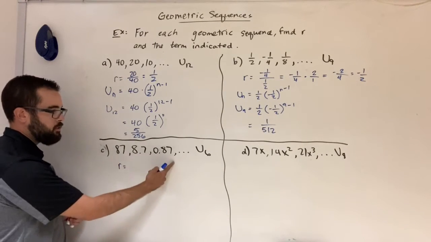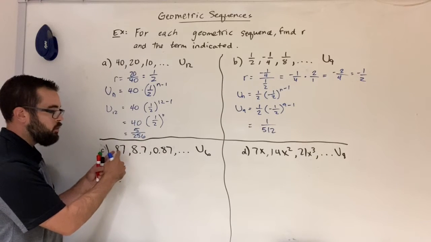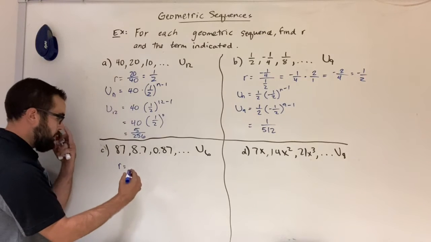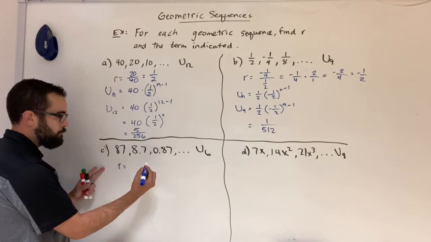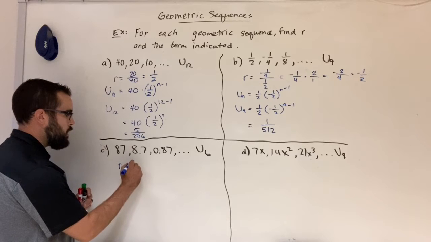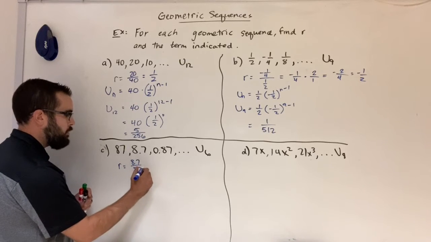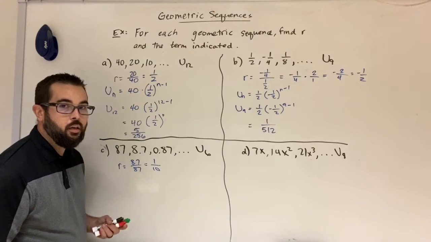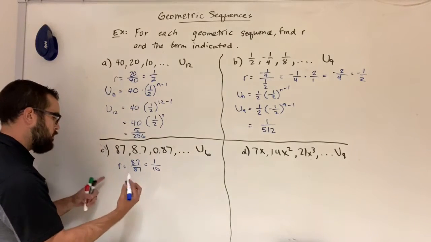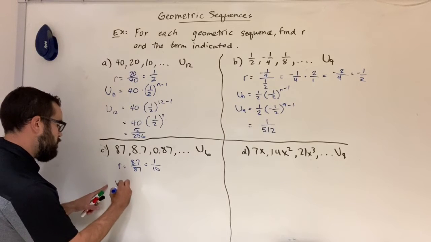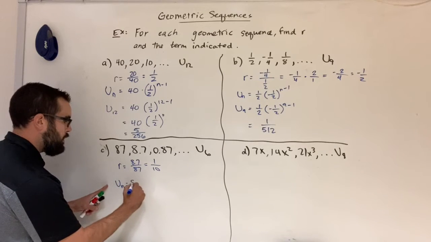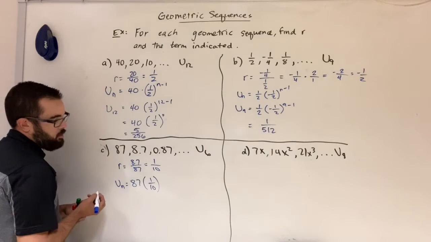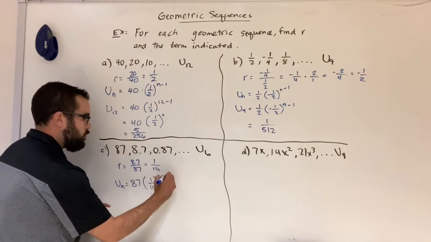Here's the sequence. If you know how fractions or how decimals work, we're moving the decimal one place to the left every time. So that's a division by 10. If you didn't know that, you could do 8.7 divided by 87. It'll give you 1/10 or 0.1. I'm going to use 1/10. So I have that u sub n is equal to 87 times 1/10 to the n minus 1.